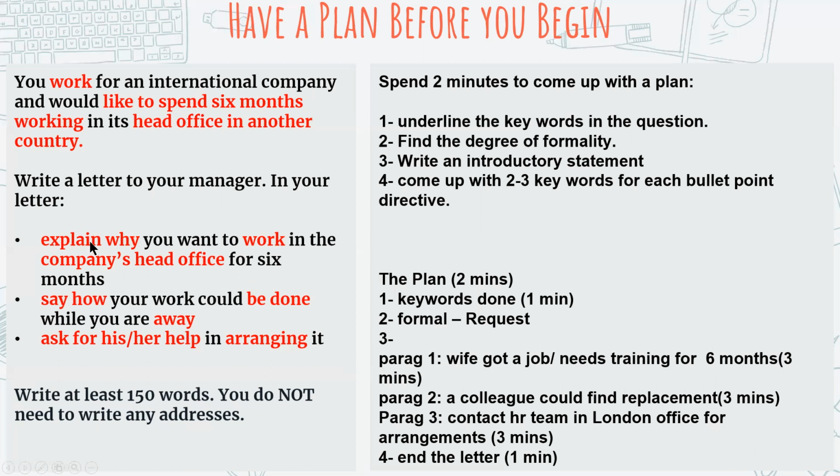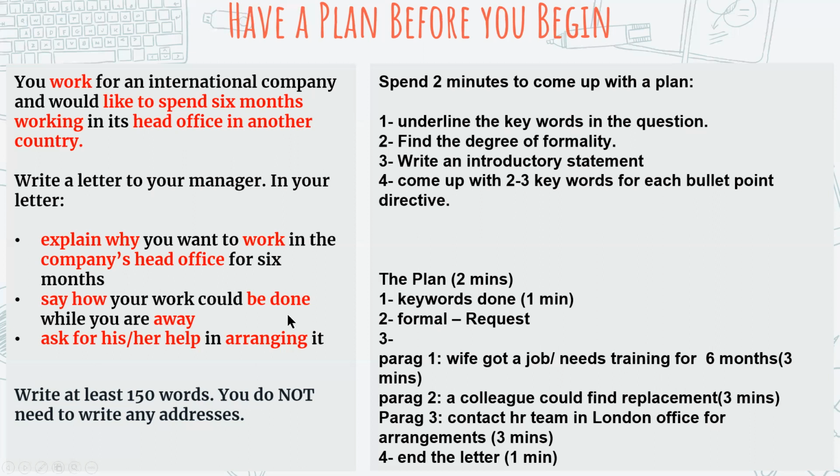Now for paragraph 1, we said that for each directive, for each of the bullet points, you need to write just a few notes, so you can have an idea of what you are going to write in the paragraph. So I wrote something like, wife got a job, needs training for 6 months. So my wife got a job in her company. Maybe she got promoted, but she needs training for 6 months before she can be promoted.